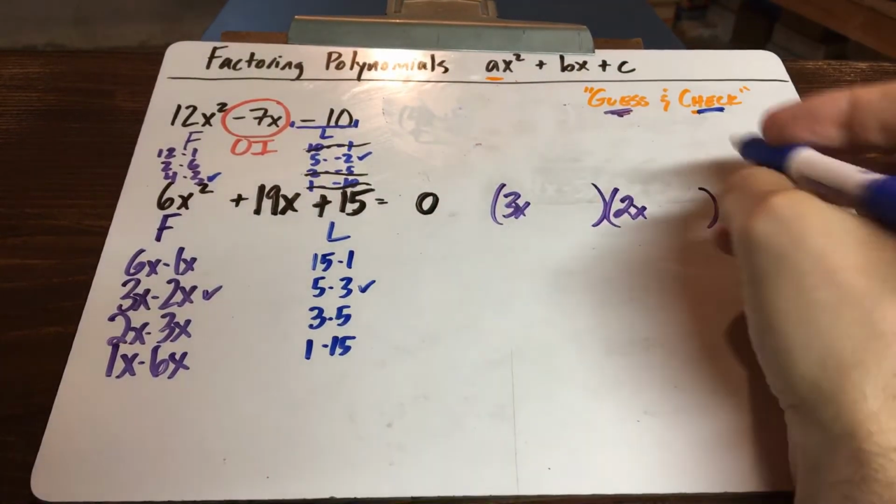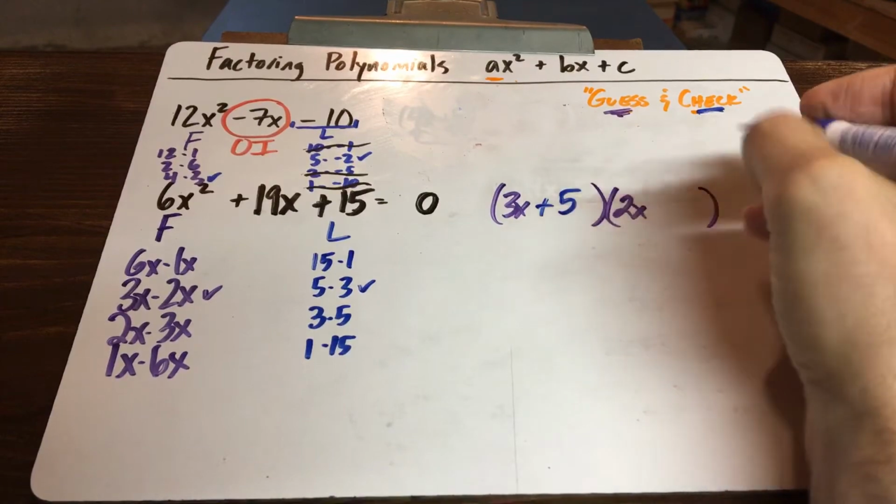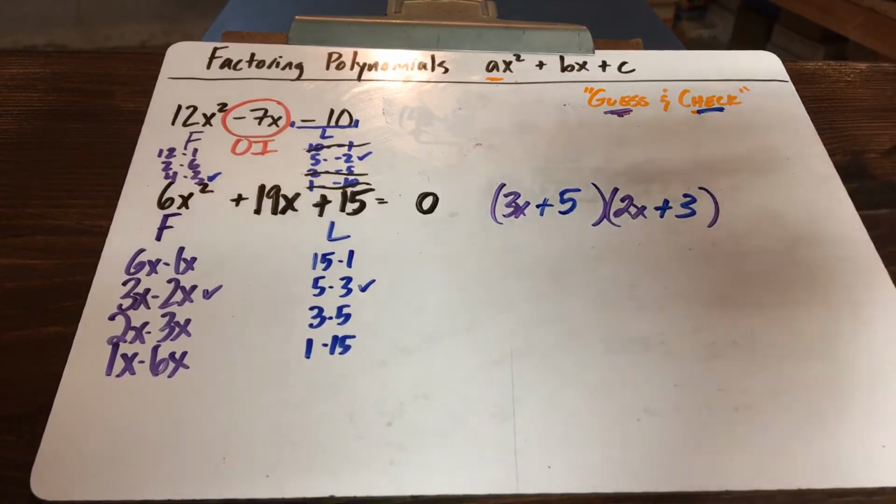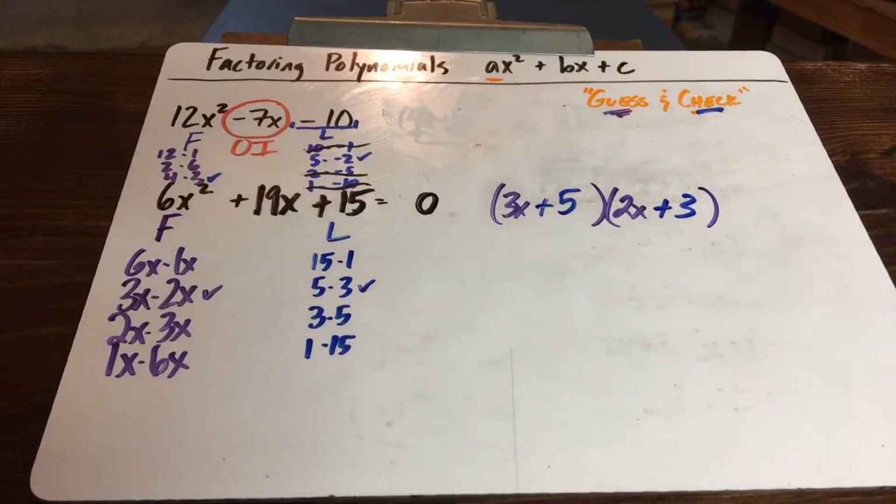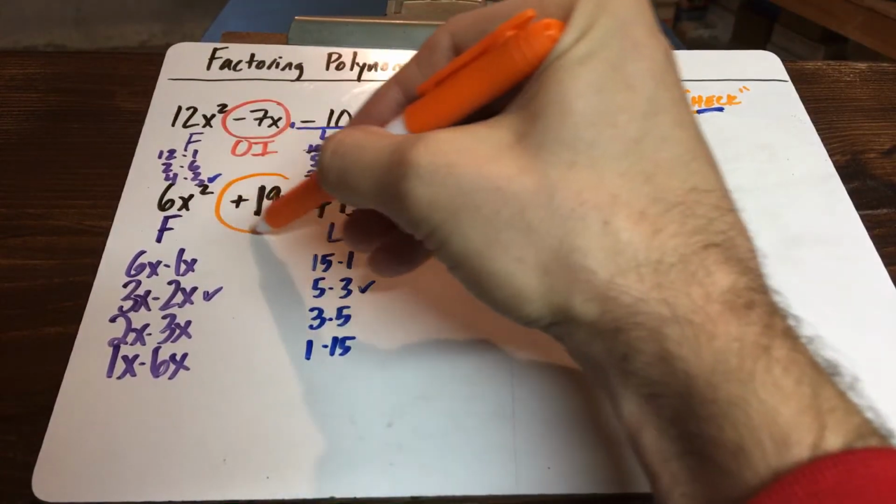I'm going to save the 15 times 1 for the end because that's usually not it. I'm going to try 5 times 3. So let me put 5 here and 3 here. Oh, I should have checked in the middle before I put those as plus signs. I almost made a mistake. Okay, look here in the middle.